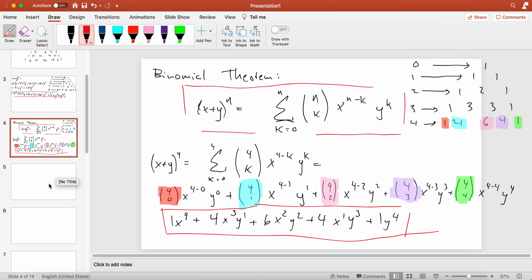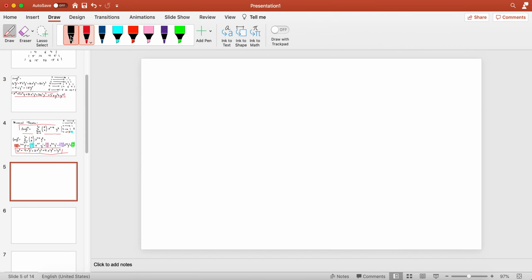So for instance, you don't just have to do x plus y to the n. Let's do something like x plus 1 to the 3rd power, without doing x plus 1 times x plus 1 times x plus 1. In this case, it might be easier, but just for the sake of an example, let's go through this one.